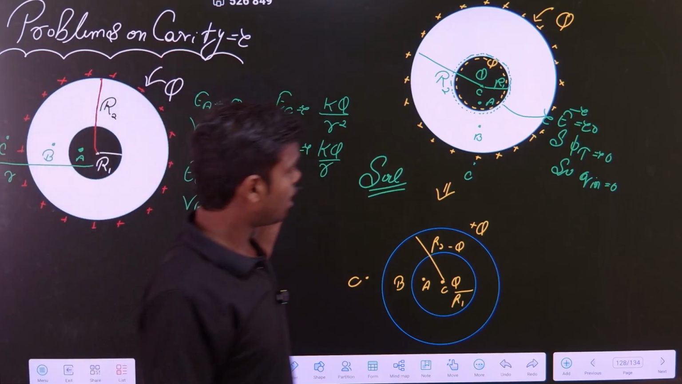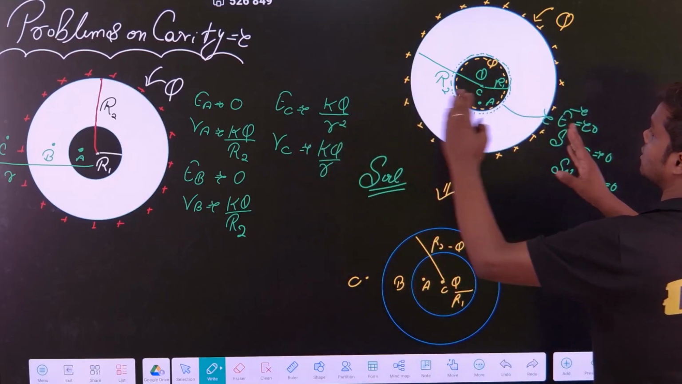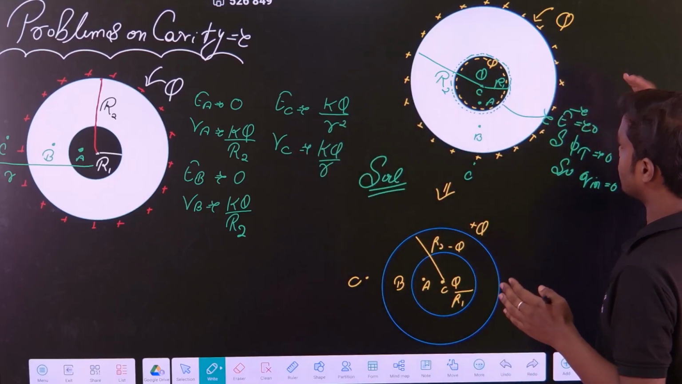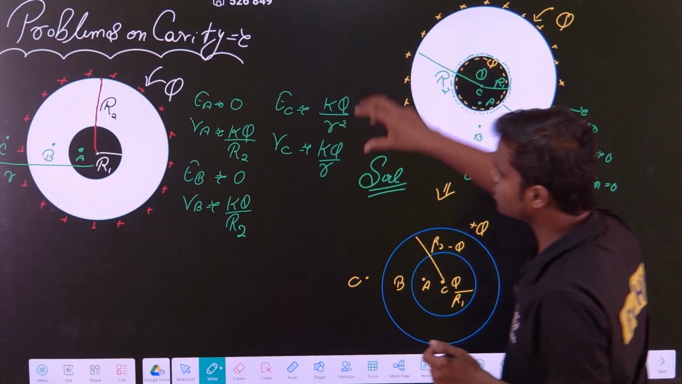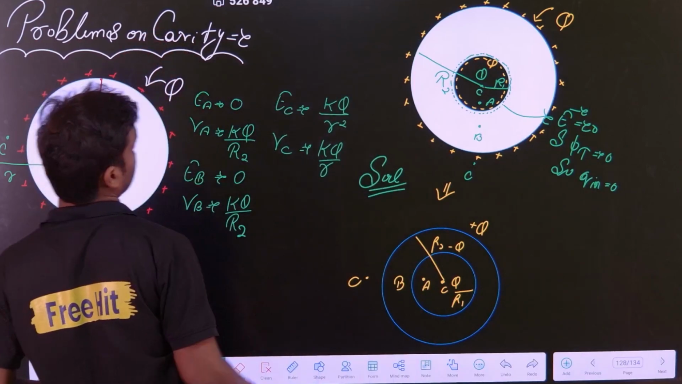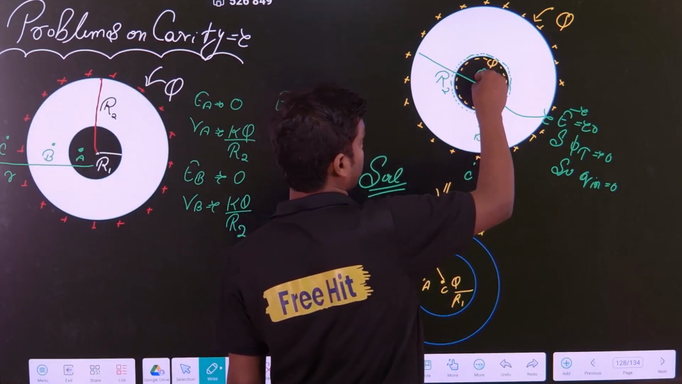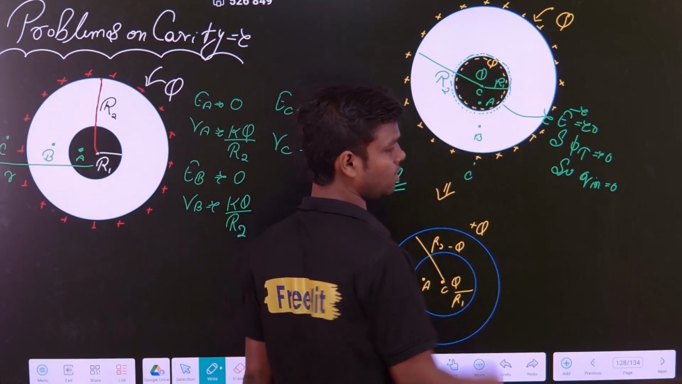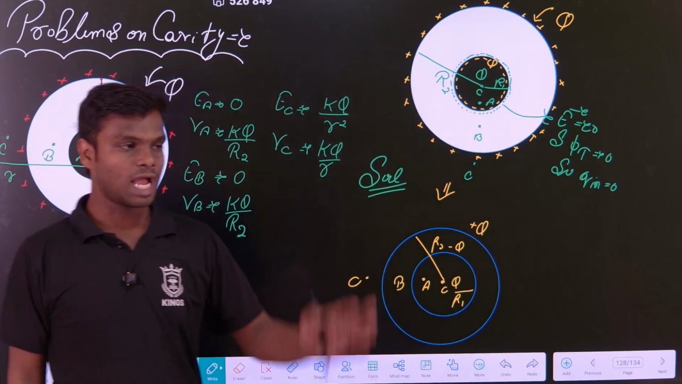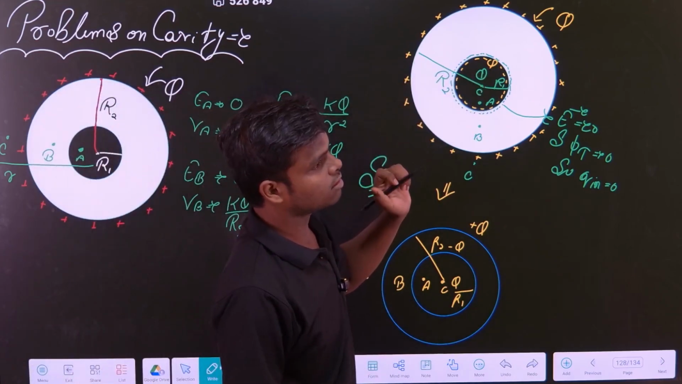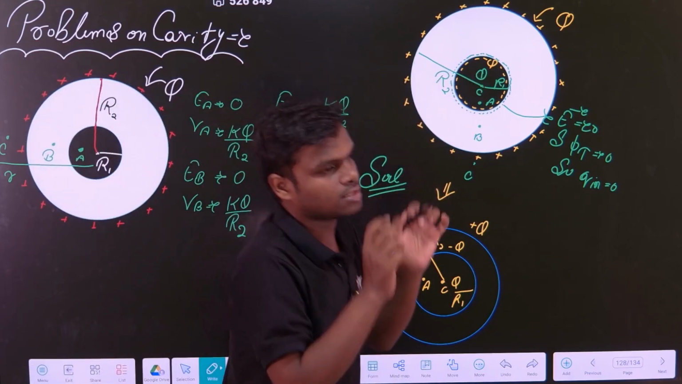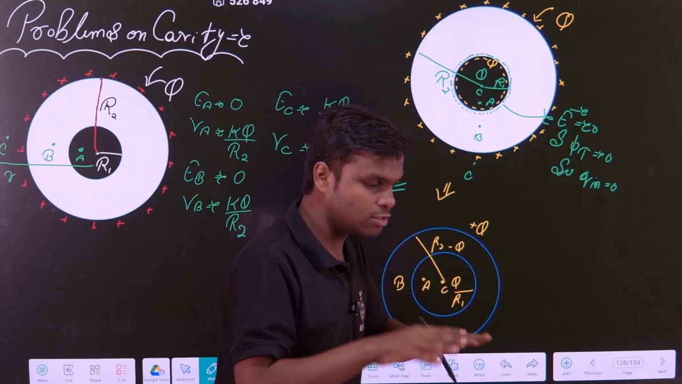Now let us understand one more concept, the extended version of this. In this case, what I have done, in spite of giving the charge on the outer surface, I have kept the charge in the center. Suppose I keep the charge Q in the center, then what will happen? Let us understand in very detail and very slowly.